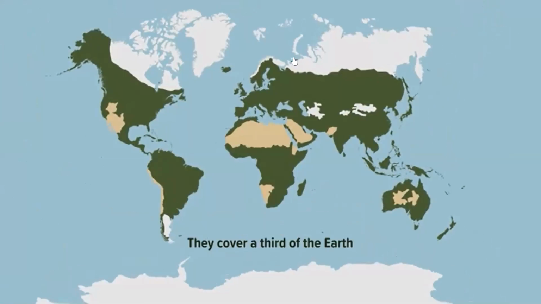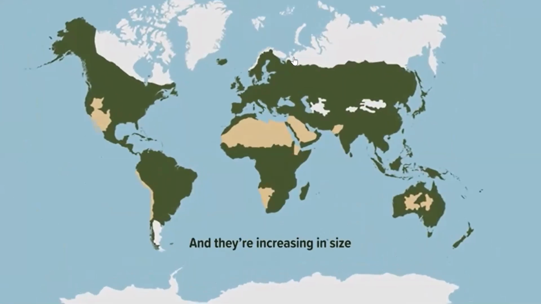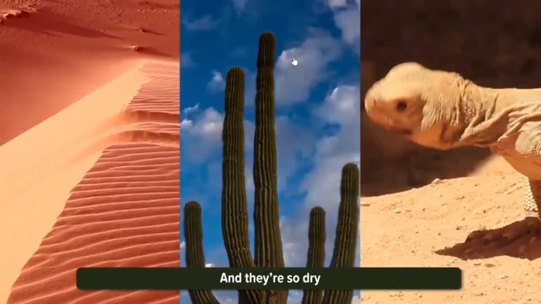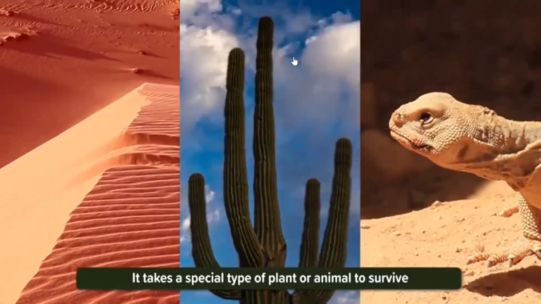Deserts, they cover a third of the earth, and they're increasing in size. And they're so dry, it takes a special type of plant or animal to survive.